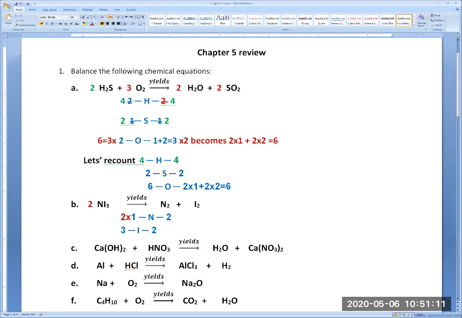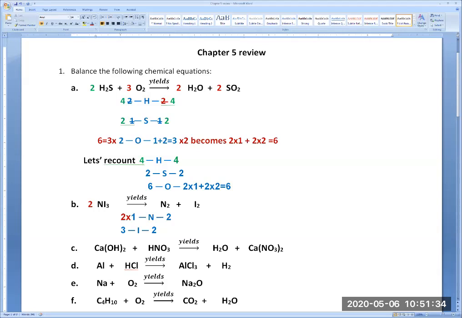So by doing this, we have 2 nitrogens on the left, 2 nitrogens on the right. But by doing this, we also change the number of iodine, because the 2 here is in front of NI3, and you cannot split the formula of the molecule of the reactant here, and so it will change the number of iodine at the same time as it does the nitrogen.